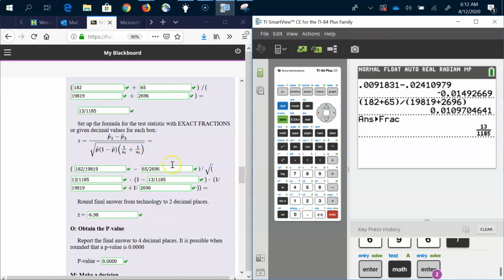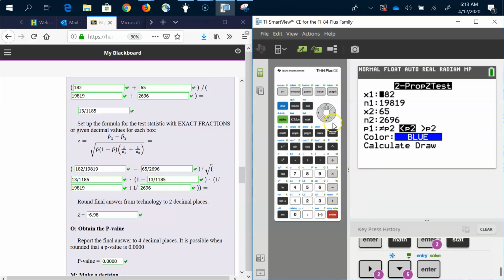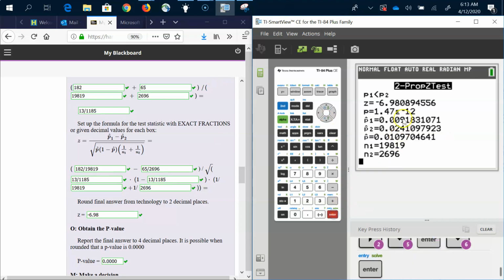Now I'm not going to do this on the calculator. I'm just going to rely again on using the test. So 2 prop z test. Once you hit calculate, it gives me the z-score, negative 6.98 to 2 decimals, and that's right here. The p-value, this is 1.47 times 10 to the minus 12.